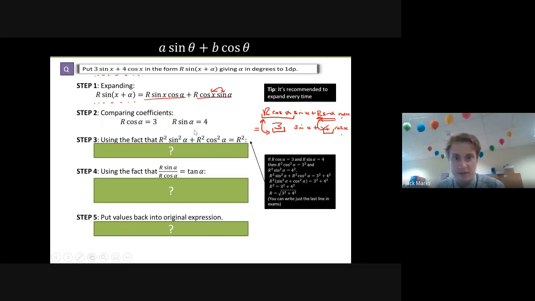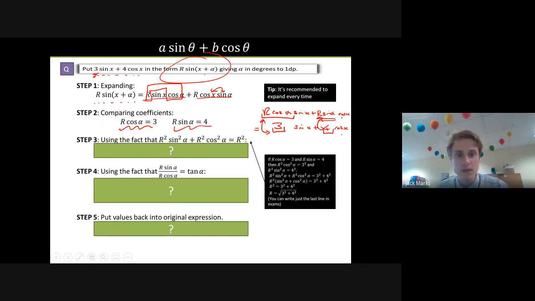So r cos alpha equals 3 and r sine alpha equals 4. You don't have to change the order like I've done here. You might be able to see it after a bit of practice. What goes with the sine x? 3. What goes with the sine x? R cos alpha. You might be able to do it like that. That's also fine. But when we have these here, we can do some work with these two equations, and it gives us everything we need to finish this off.